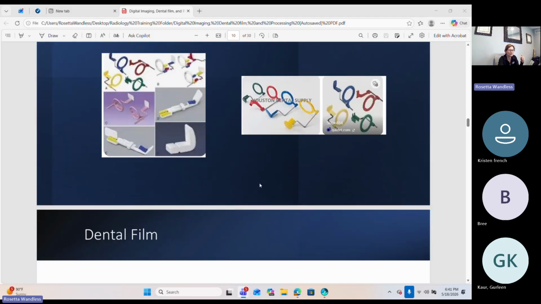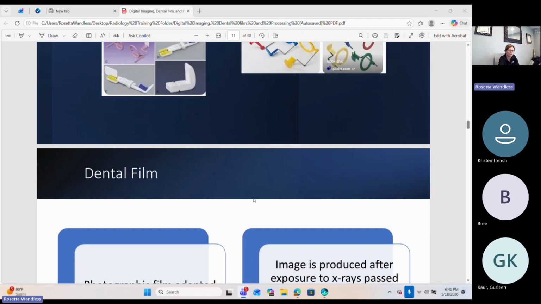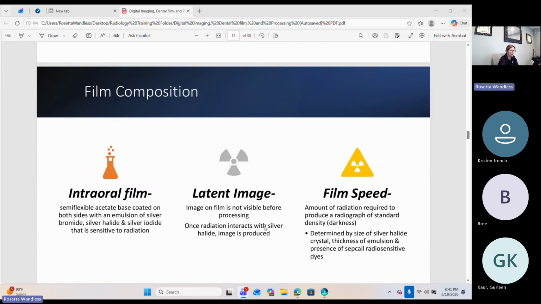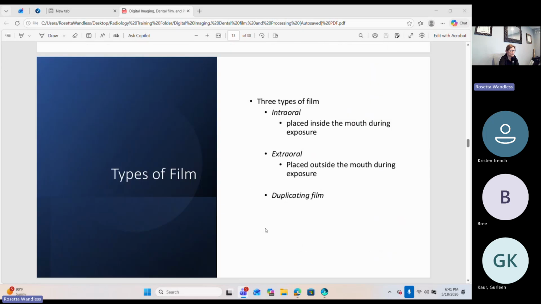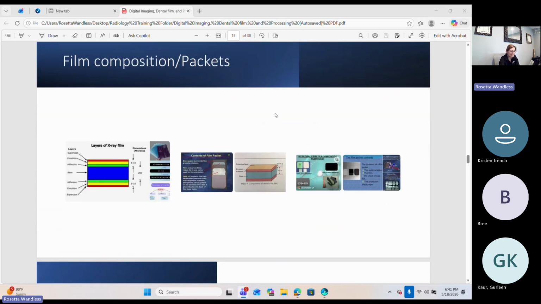But typically what you see in offices right now are these color-coded ones, what's called XCP, extension cone positioning device. Now, dental film. We're going to dive into that this evening. So dental film is, I'm going to fast forward a second to what a film packet is. Let me see if I can float this up a little bit for us.